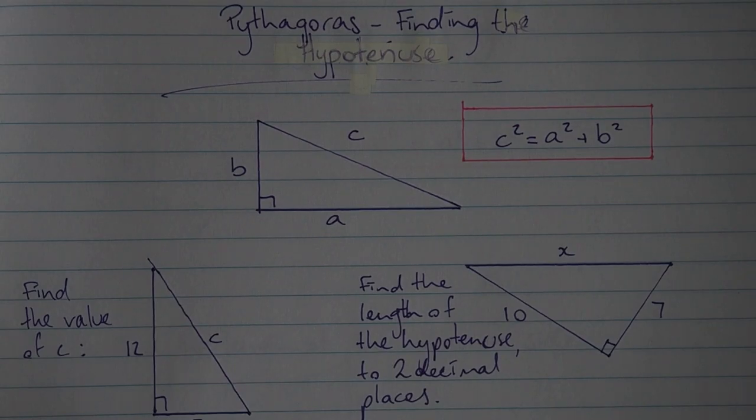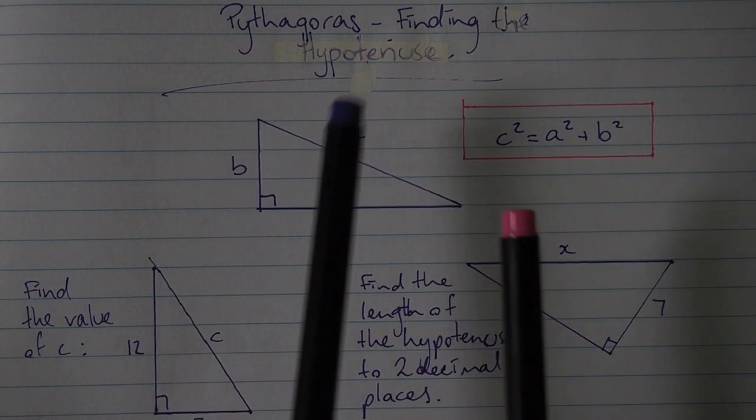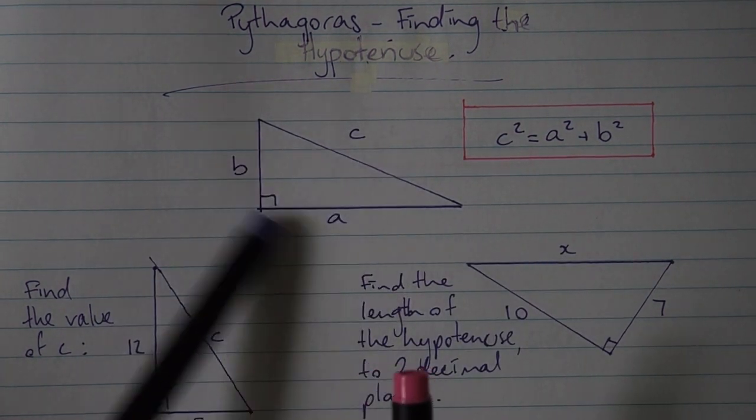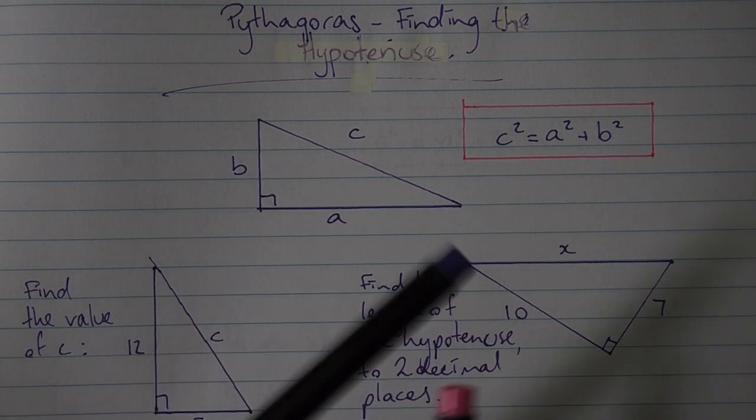Today I want to take you through how to find the missing side of a right angled triangle. We'll focus on finding the hypotenuse, and then I'll do another video on how to find one of the shorter sides. Okay, so we know that Pythagoras' theorem states the relationship between the three sides of the triangle.